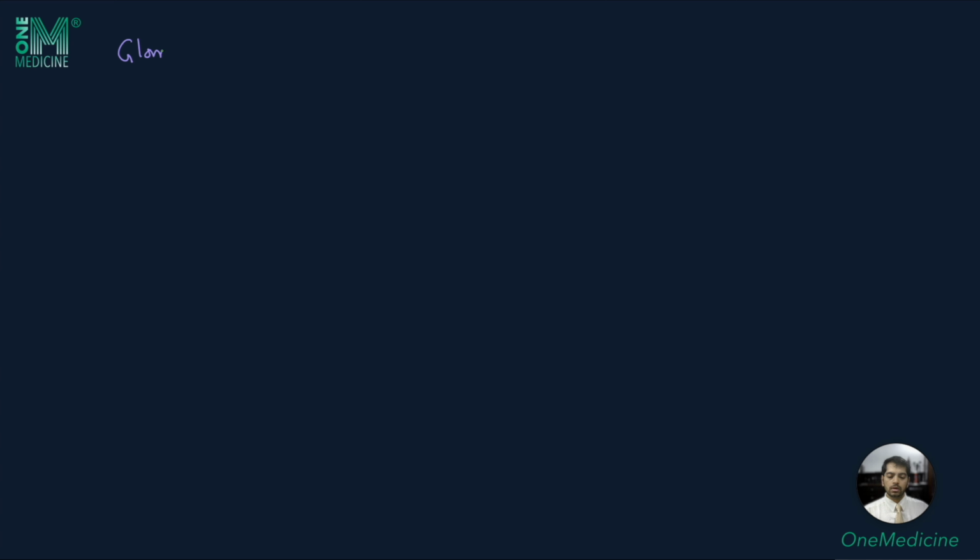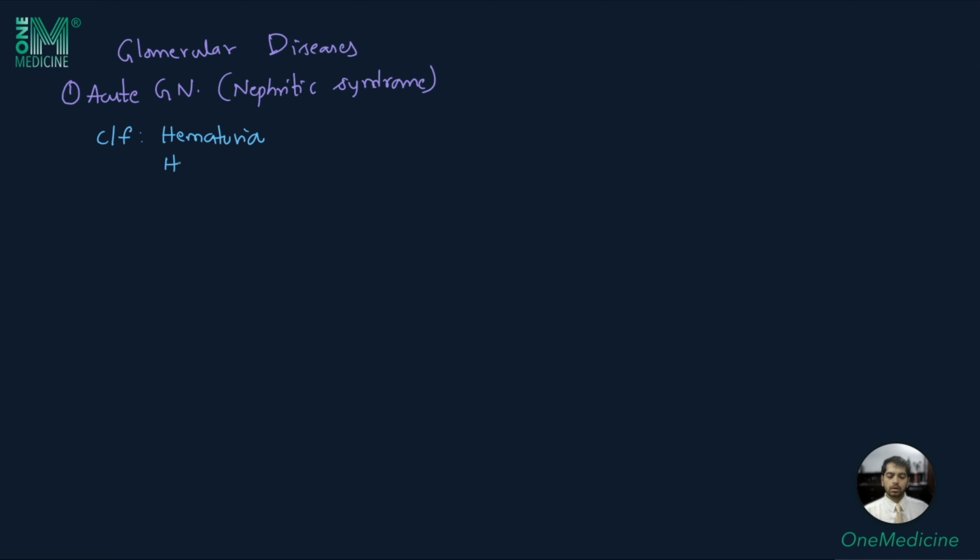Let's now look at glomerular diseases. The first one among them is acute glomerulonephritis. Historically, it is also called nephritic syndrome. Clinical features of acute glomerulonephritis include hematuria, hypertension, edema, and proteinuria, and rarely patients can have oliguria as well.